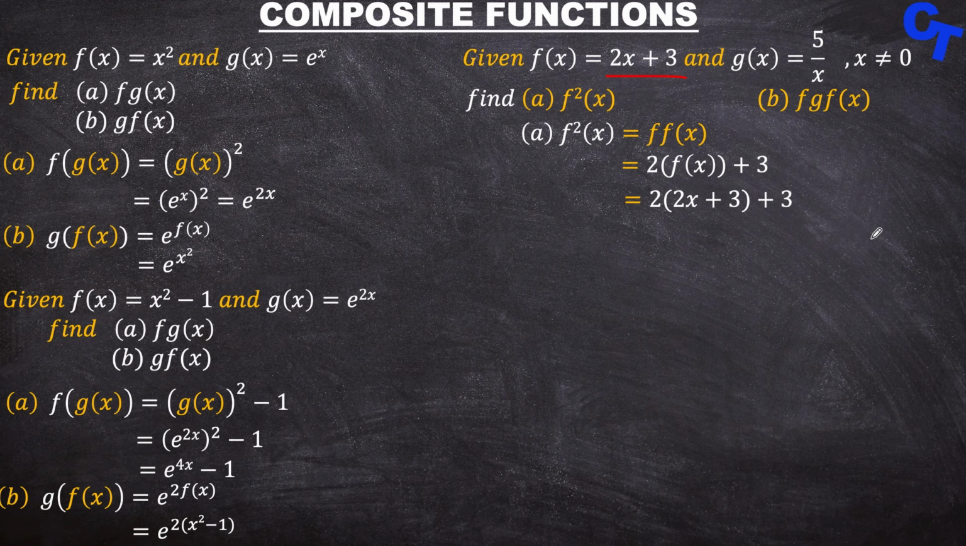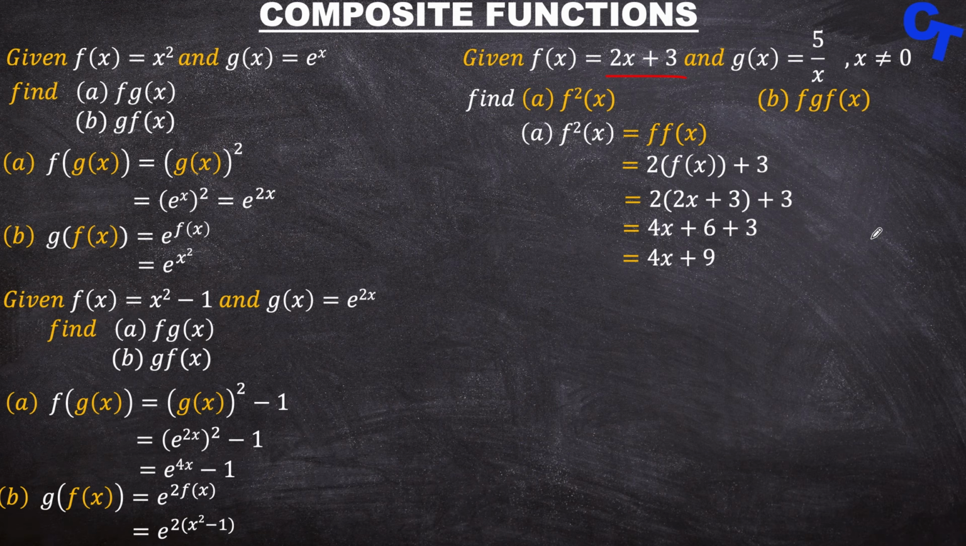So now let's simplify. 2 times 2 is going to get 4. 2 times 3 is going to give us 6 plus 3, and that is going to give us 4x plus 9. Okay, as you can see, it was simple. I hope you've understood. And let's go to the last question, which is part B.